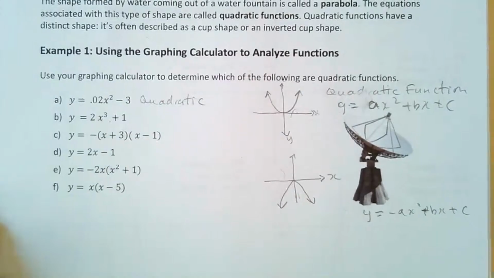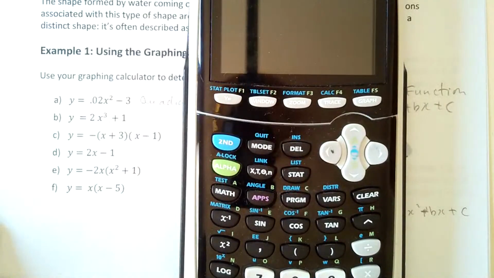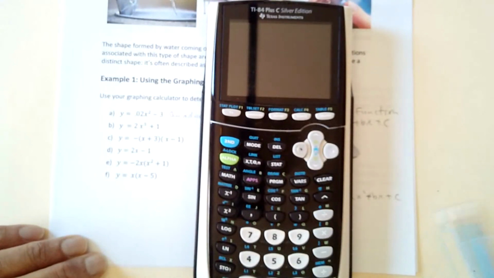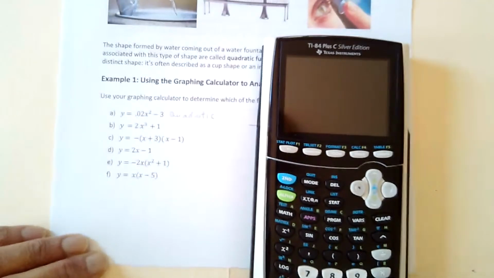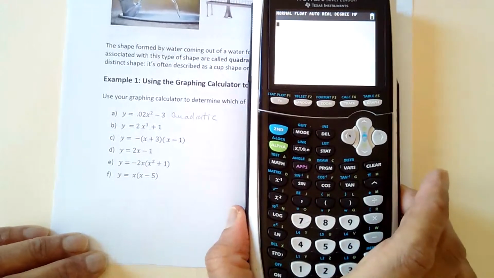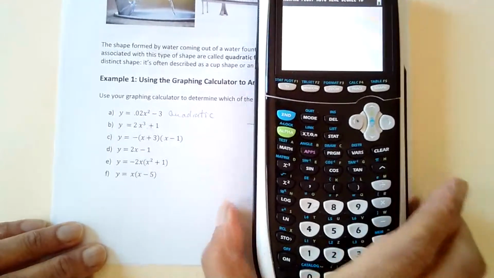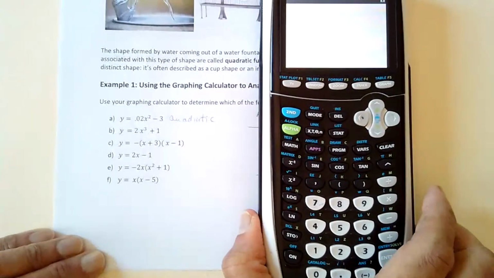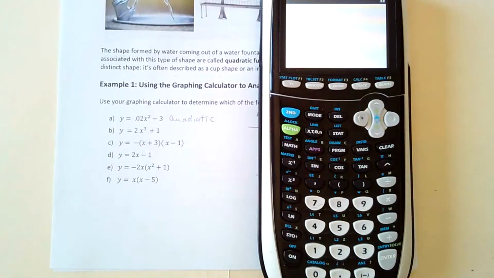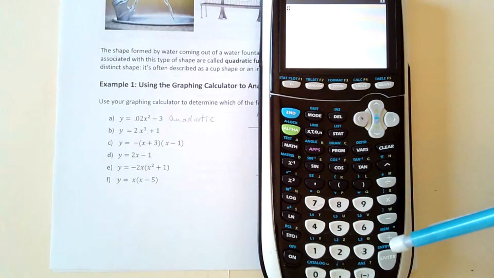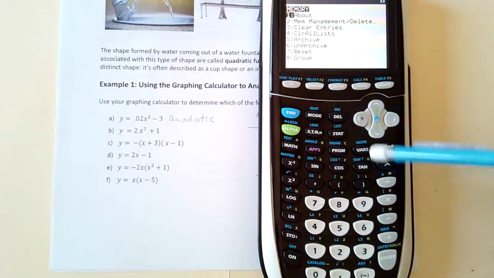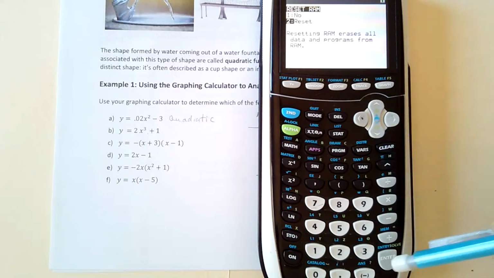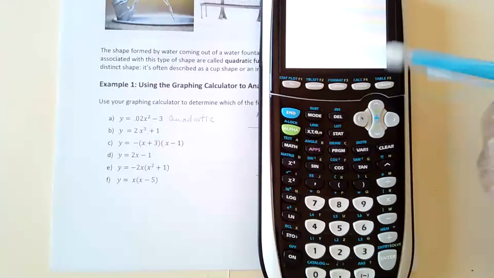Now, if you were to use your graphing calculator, I'll zoom out. With your graphing calculator, you may want to reset your calculator. You go second, plus sign, and number 7. Enter and go to reset. It clears all your memory.